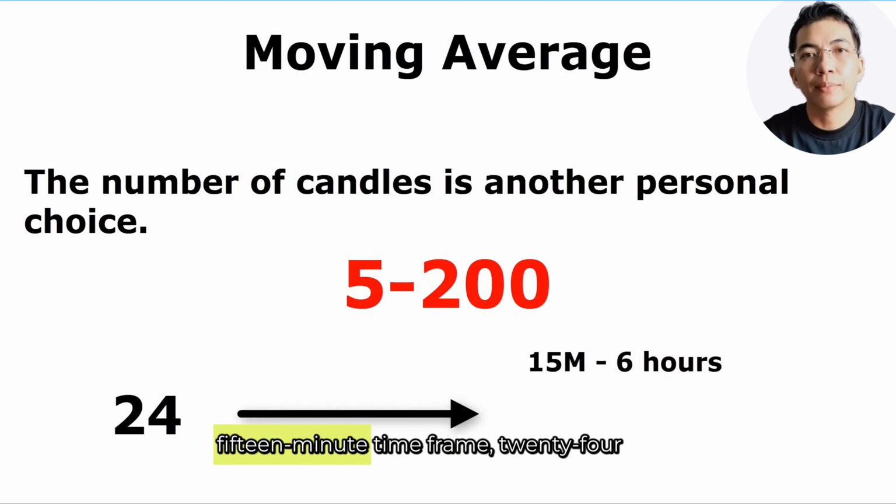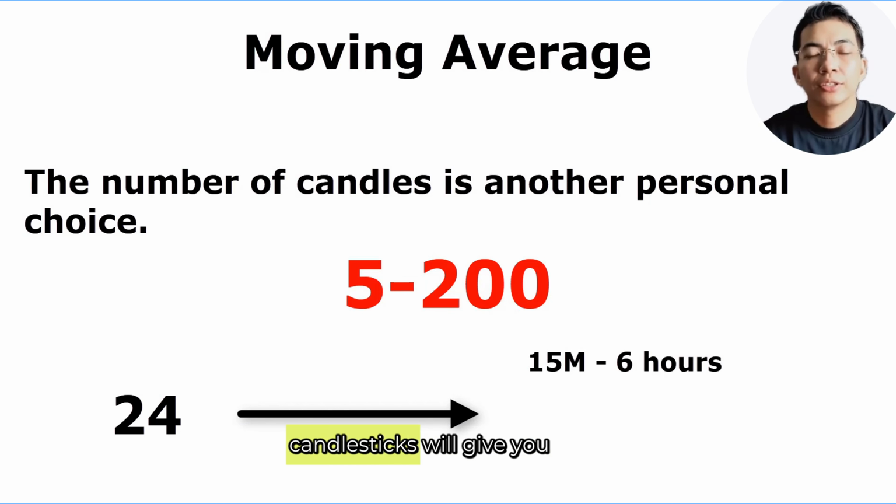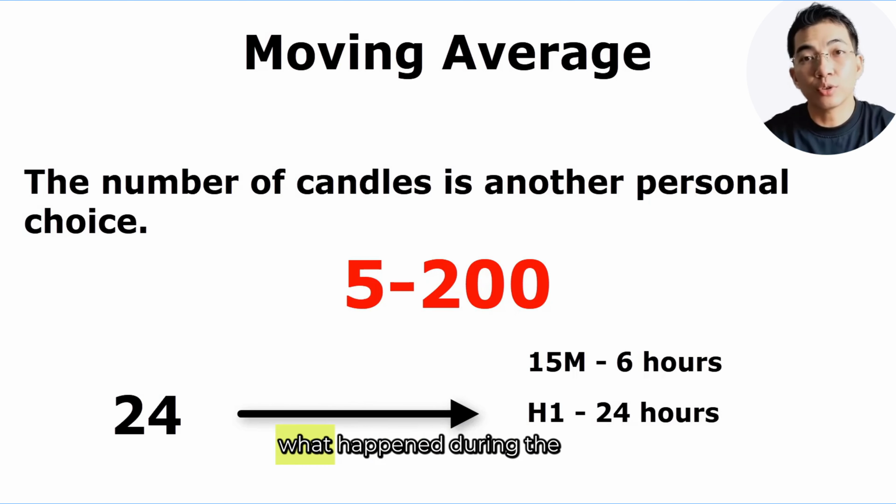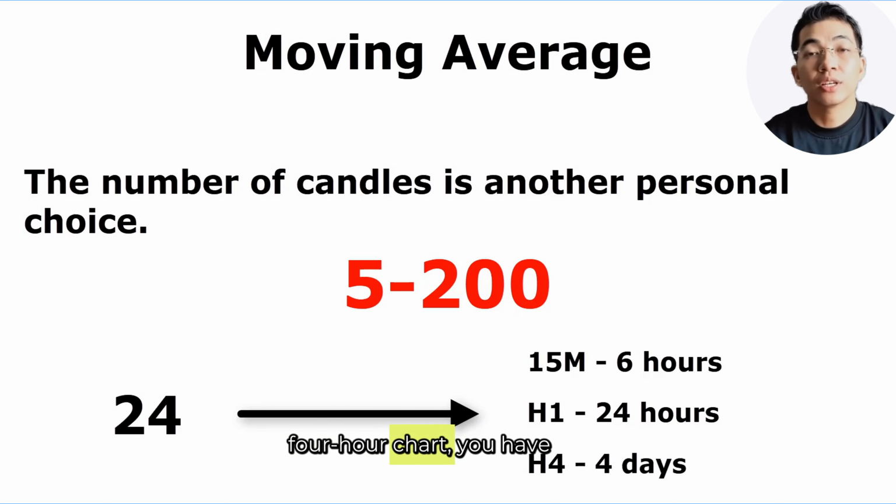If you use a 15-minute time frame, 24 candlesticks will give you information about the last 6 hours. If you use the hourly chart, you monitor what happened during the last 24 hours. If you use a 4-hour chart, you have 96 hours, that is exactly 4 days. So I love the number 24 in forex trading because it seems to fit perfectly every time frame. If I also want to have a long-term moving average, I choose 120 as a period.